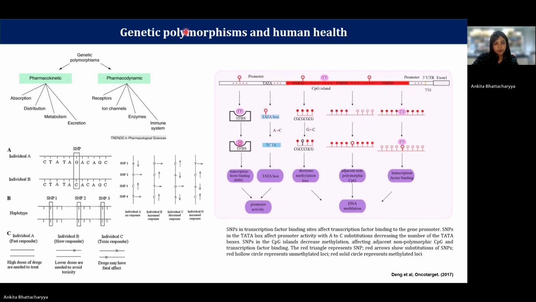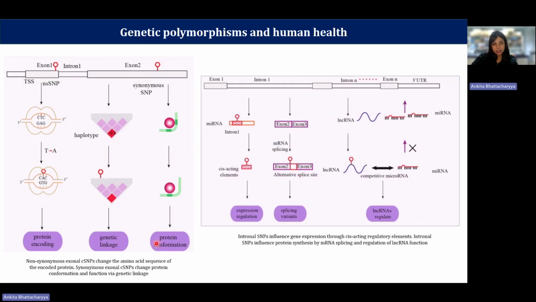Based on genetic polymorphisms, there can be a difference in the way in which an individual responds, like there can be different pharmacokinetic and pharmacodynamic changes. These involve receptors, ion channels, enzymes, and the immune system. Pharmacokinetics includes absorption, distribution, metabolism, and excretion as well. There can be alterations in all of this. This concept I've already explained in our last pre-exam class, so I'll skip it.